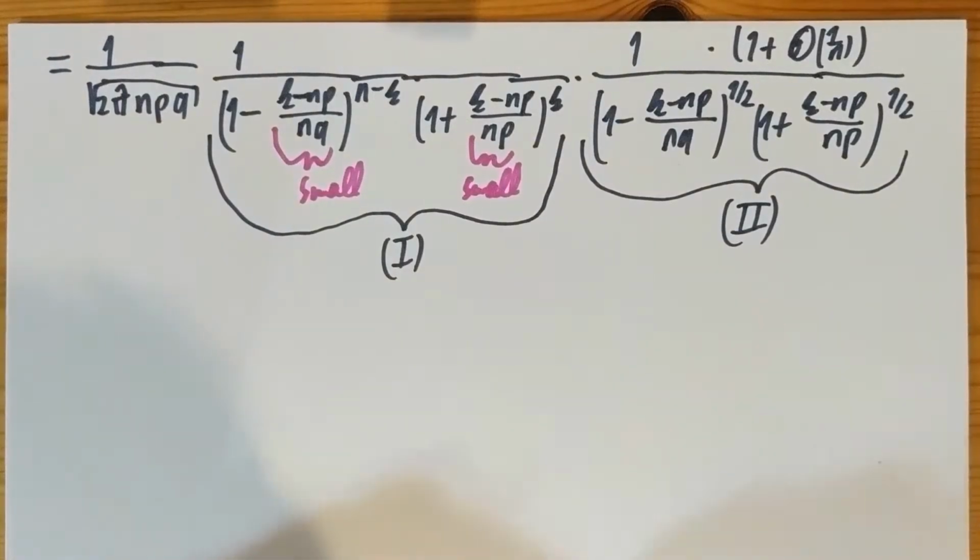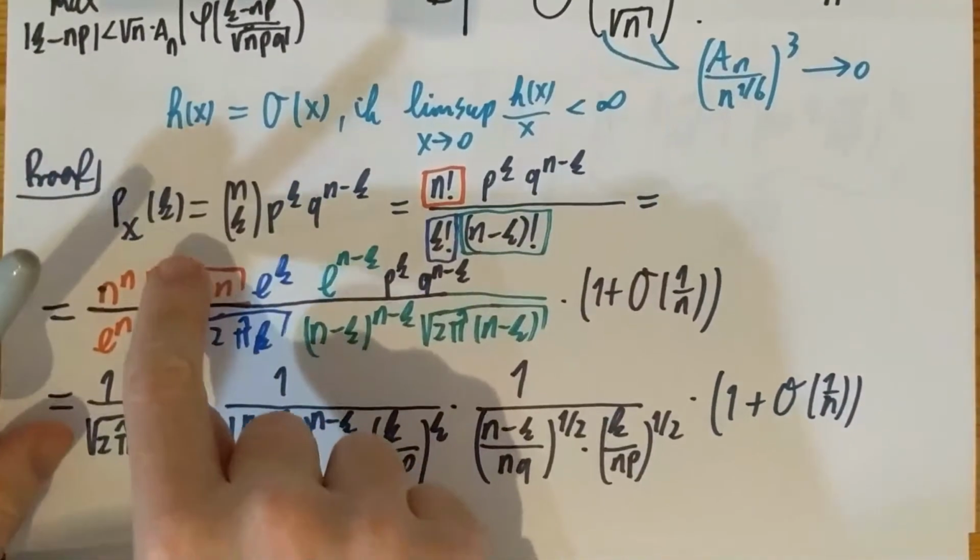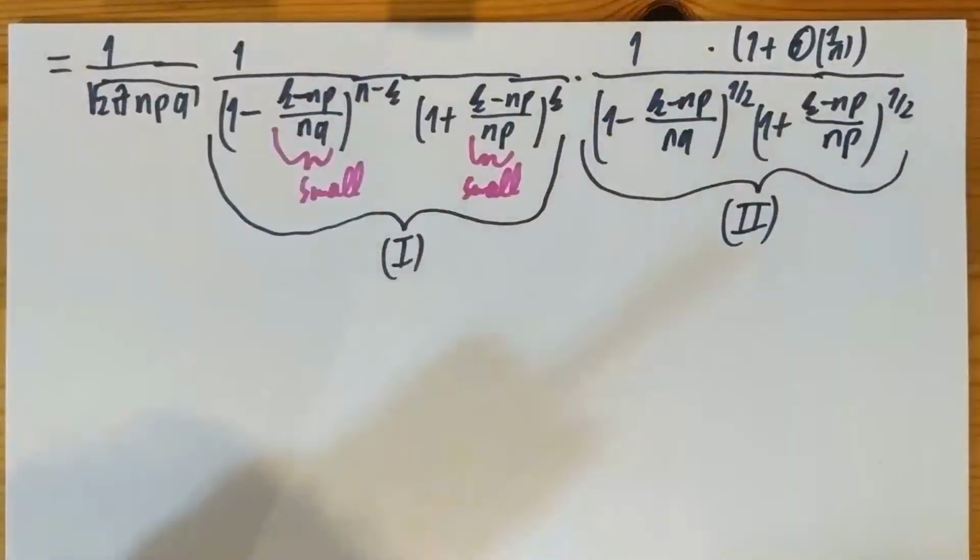Hi, part 2 of the proof of the local DeMoivre-Laplace central limit theorem. To deal with the first term in this proof of the calculation for the mass function, we have the mass function here, we did some calculation in the previous video, and here we have a first term.